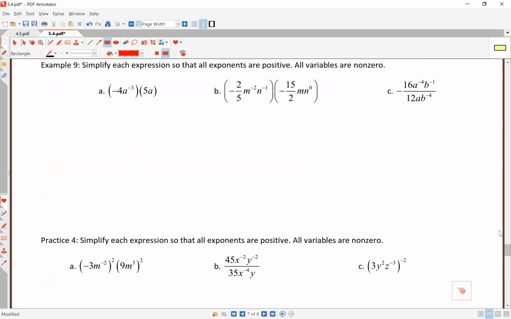Letter A, we multiply negative 4, a to the negative 3 times 5a. Negative 4 times 5 is negative 20. And a to the negative 3 times a to the first, those add. Negative 3 plus 1 is negative 2. So we get negative 20, and the a to the negative 2 goes to the bottom as a squared.